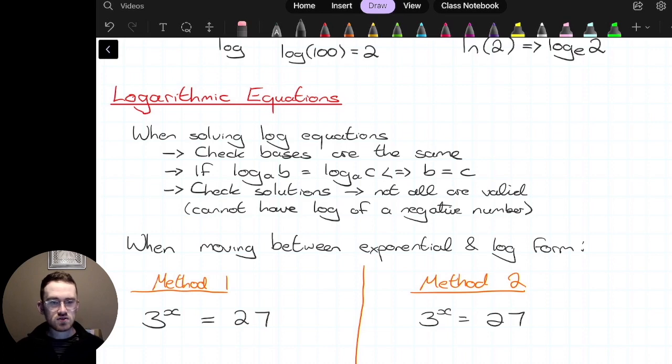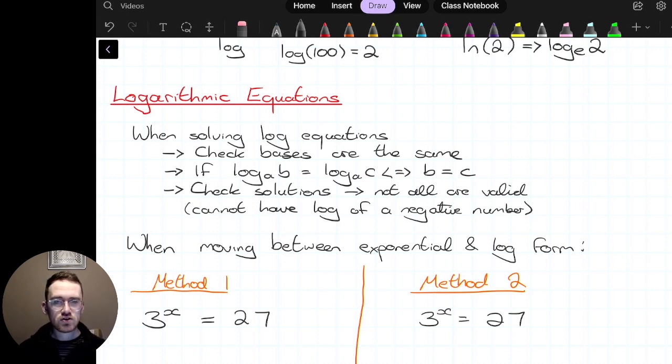So if two things are the same, then the power to get to both of those things will also be the same. And this can come in very handy with log equations, this idea that if we have two things on either side of an equals sign, we can rewrite them in log form and they will still remain equal, because that's not always true with all of our operations in maths, but it will work for our logs here. The last point then is that we need to check our solutions.